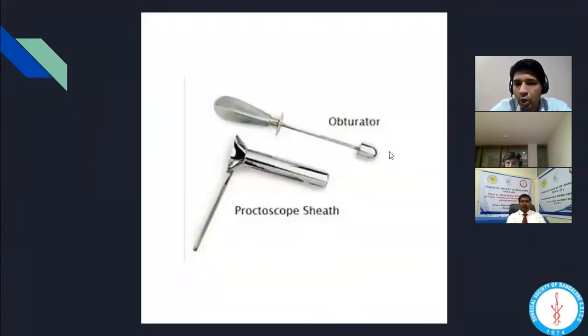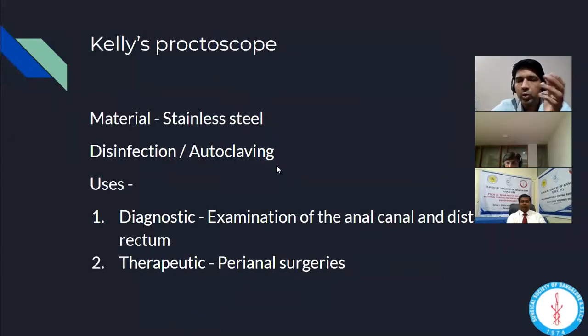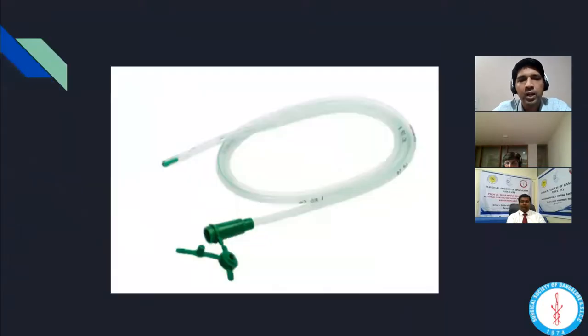This is a Kelly's proctoscope. It has an inner blunt obturator and an outer hollow sheath. Once it is introduced, the obturator is taken off and you visualize the structure through the sheath as you're coming out. Diagnostic uses are, it is used to examine the anal canal and the distal rectum. And therapeutic uses are in perianal surgeries, or sometimes if you want to inject sclerosant to the base of a hemorrhoidal pedicle, you can use a Kelly's proctoscope.